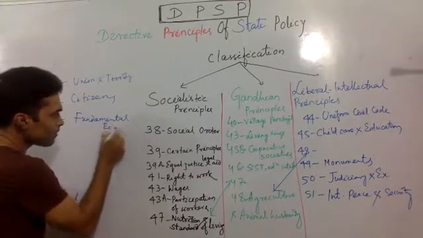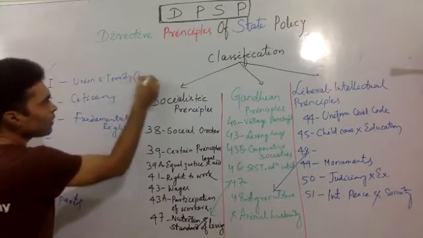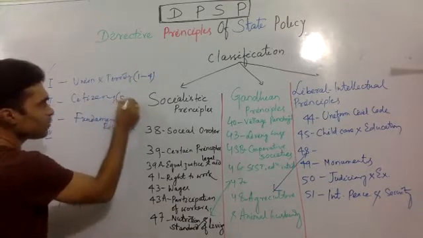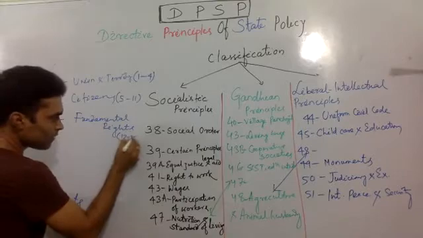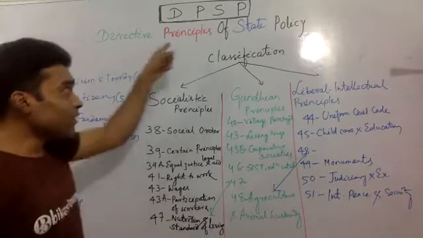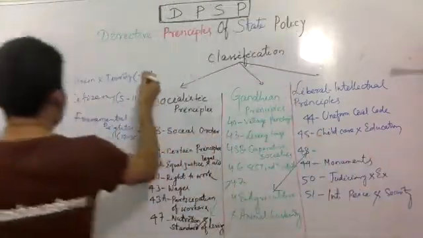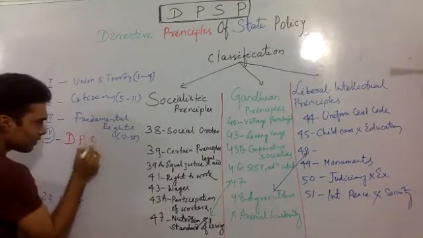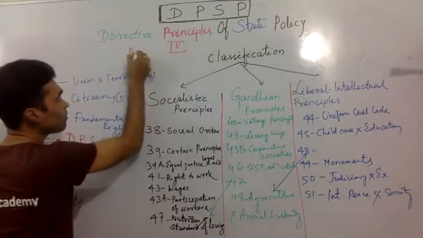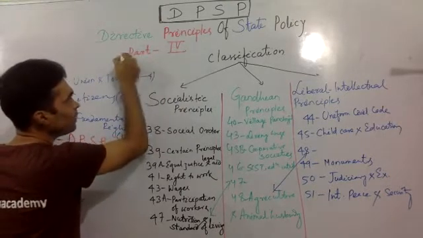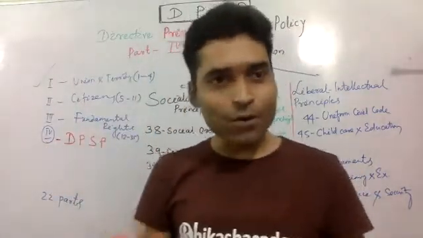Fundamental rights, right? The Union and its territory comes in Articles 1 to 4, citizenship Articles 5 to 11, fundamental rights Articles 12 to 35, and this fourth part deals with Directive Principles of State Policy. Let's understand this part. Here the DPSP is coming, right? So DPSP is coming in the fourth part of the Indian Constitution. So you can say Part 4 deals with DPSP. This is the point you have to remember from the exam point of view. I hope you got this point.